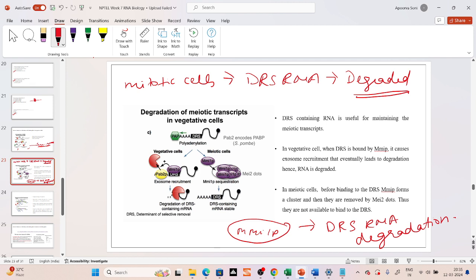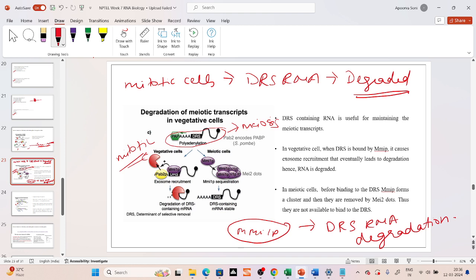So how is this controlled? This is an RNA transcript which ultimately helps in meiosis. This DRS-containing transcript helps in meiosis. So this transcript should be degraded in the vegetative cells. Vegetative cells means mitotic cells. This transcript should be degraded in the vegetative cells.